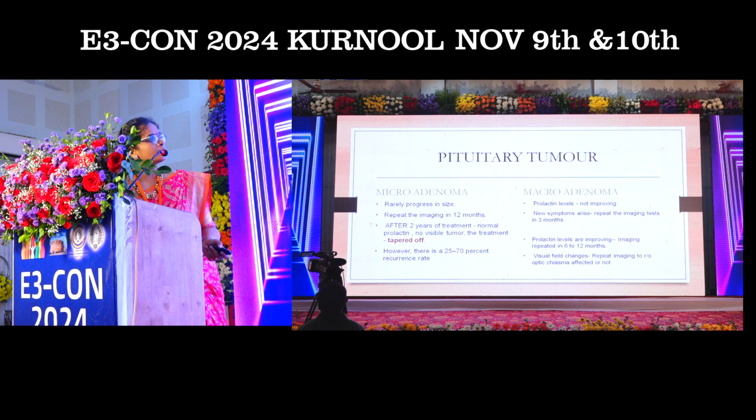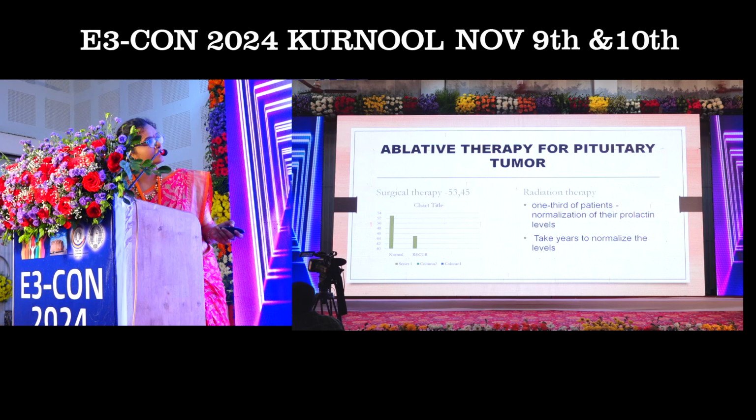But in macroadenoma, if the prolactin levels are not improving or new symptoms are arising, we have to image further after 3 to 4 months, or 3 to 6 months. And if the prolactin levels are improving, imaging is repeated in 6 to 12 months. And what we mostly see in macroadenoma is visual field defects. So this is the treatment for the pituitary tumors.